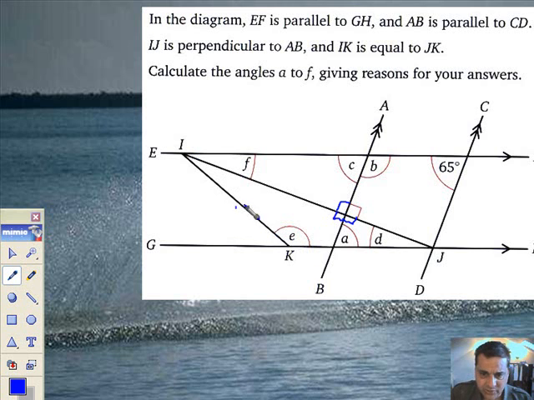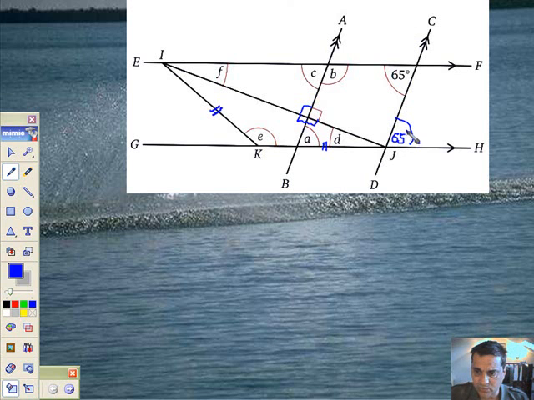Now I want to demonstrate it by doing something like this. Now there's an awful lot going on here, but we've not even started, but let's just go for it. It says calculate angles A to F and give the reasons for your answers. Please note giving reasons. Let's just take a look here. Loads of ways of doing this. If I've got 65 there, this angle is also 65 degrees because it's an alternate angle. 65 is also there because they're alternates. That's my reason.